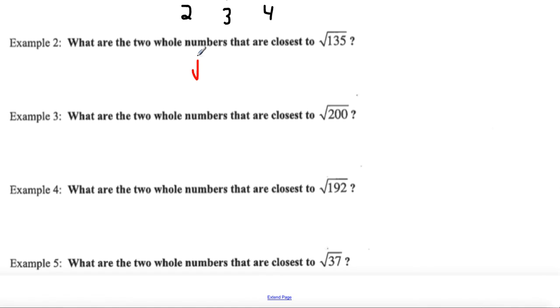So I like to put in 135 right in the center. And on the outside, I like to know what is the perfect square that's largest right above and the perfect square that's lowest. So I know 100, then 121, then 144, 169. So I know that 121 is right below and 144 is right above.